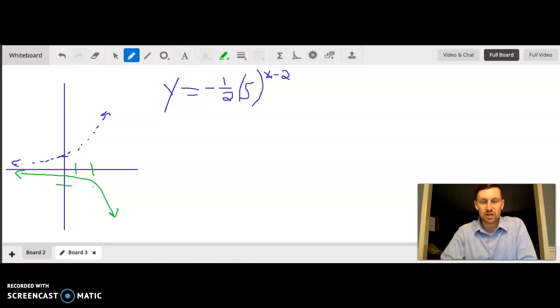Okay, let's finish up 8.1b here in the second part of the lesson. So we finished talking about this equation here in blue. Our parent crosses at 0, 1 and grows exponentially. And then we sketched in green what it would look like.